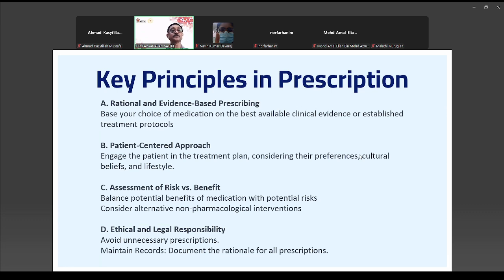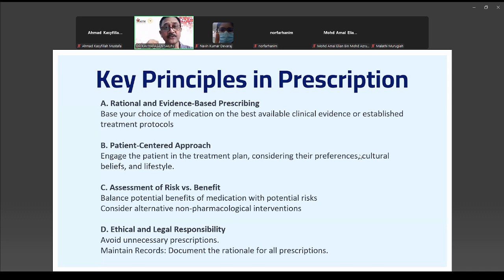You should choose your medication based on the available clinical evidence or established treatment protocol. That is the first one. When you select a drug, make sure it is evidence based. I will delve into it later.